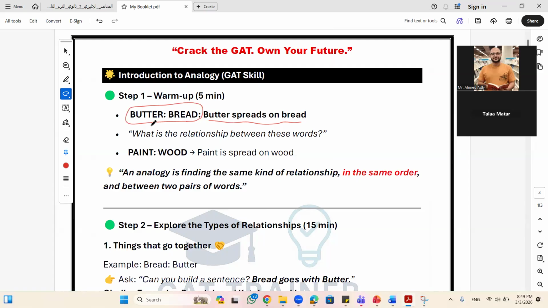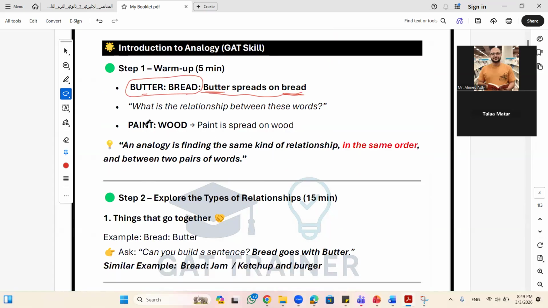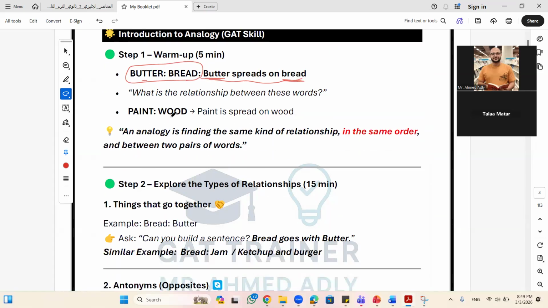For example, butter and bread. What is the relationship between butter and bread? So here the relationship is: butter spreads on bread. This is what we spread, and this is what we spread on. So here, if you look at the pair paint and wood, yes, of course, paint is spread on wood to give it a color.